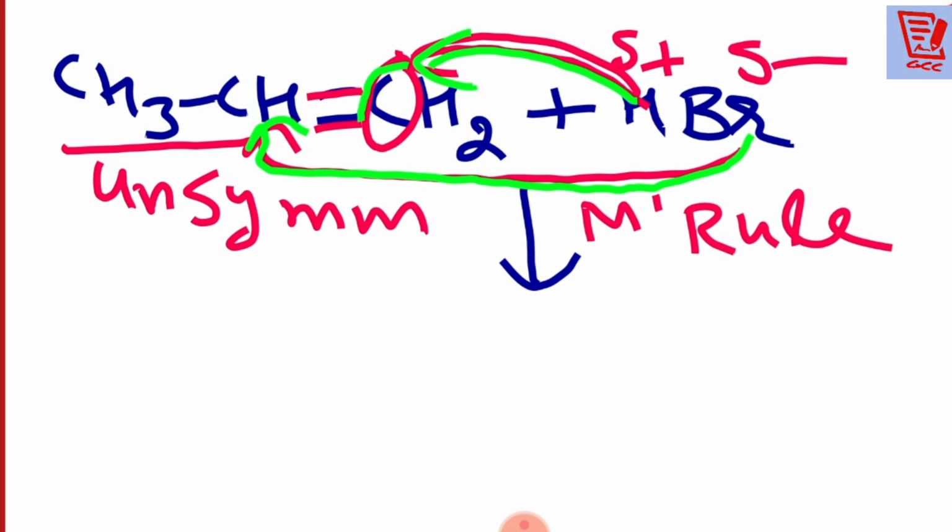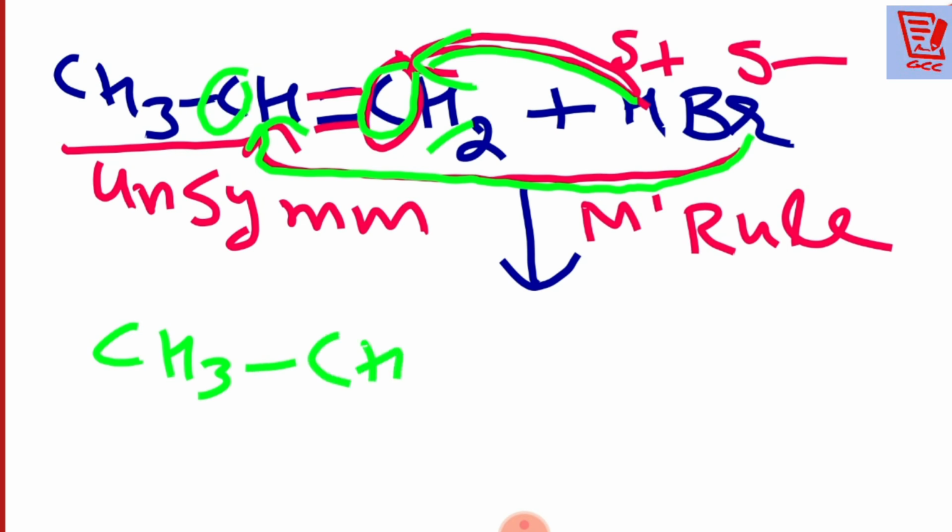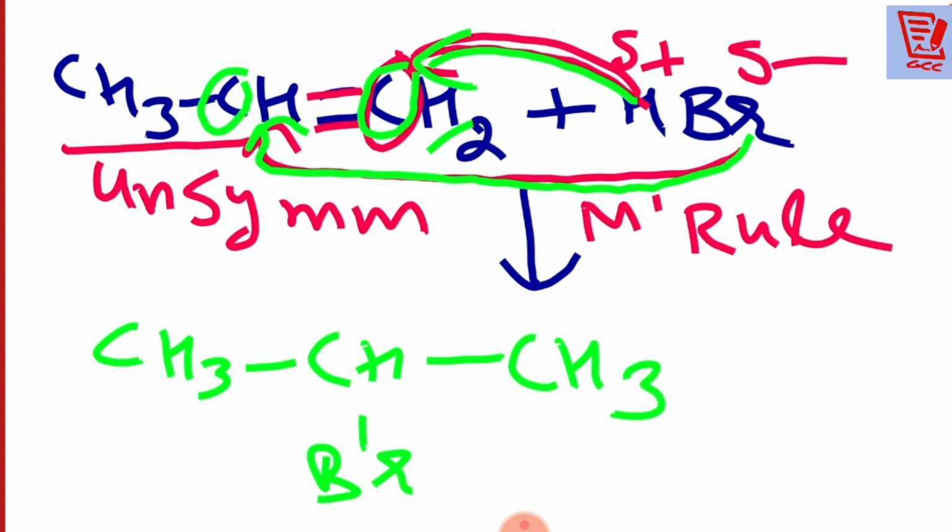So this particular carbon contains 2 hydrogens, and this particular carbon contains only 1 hydrogen. Is that clear? Then what is going to form over there? It will form CH3, then CHBr, then CH3. Is that clear? So this is the product we are going to make. Okay students, now one more reaction is there, all of you please.